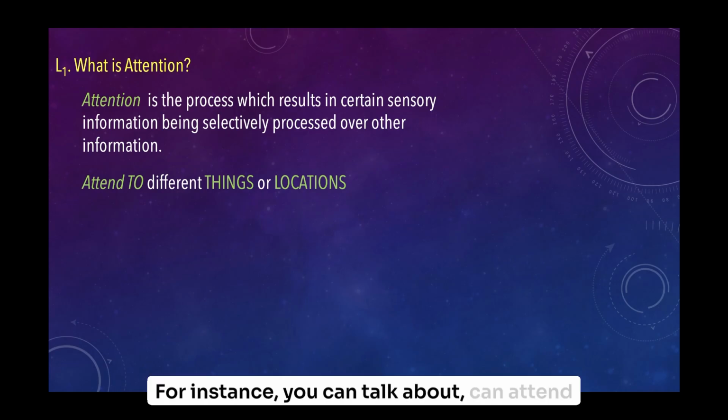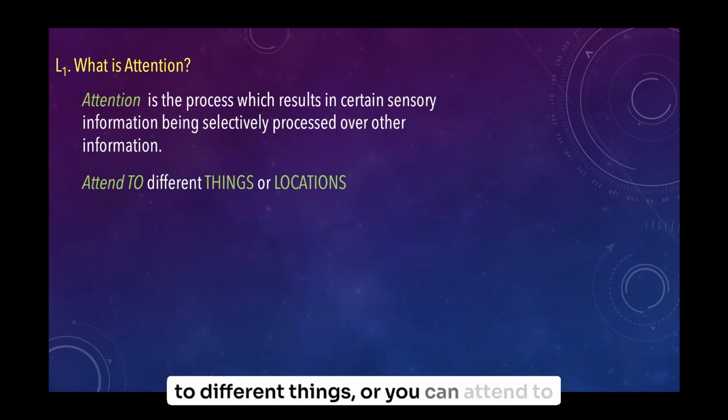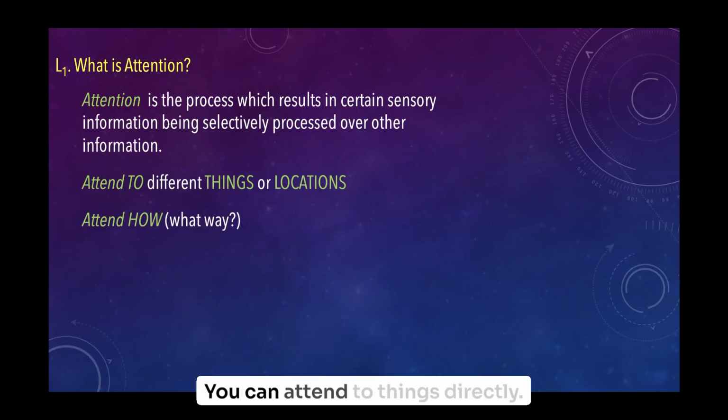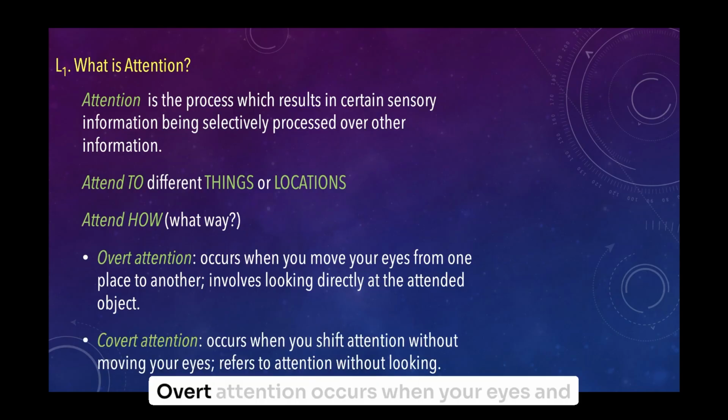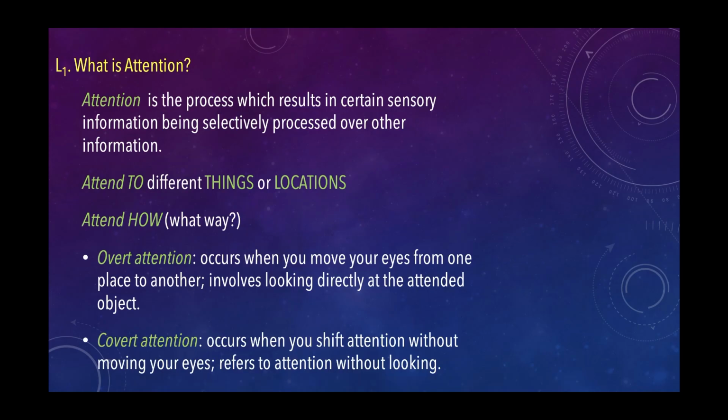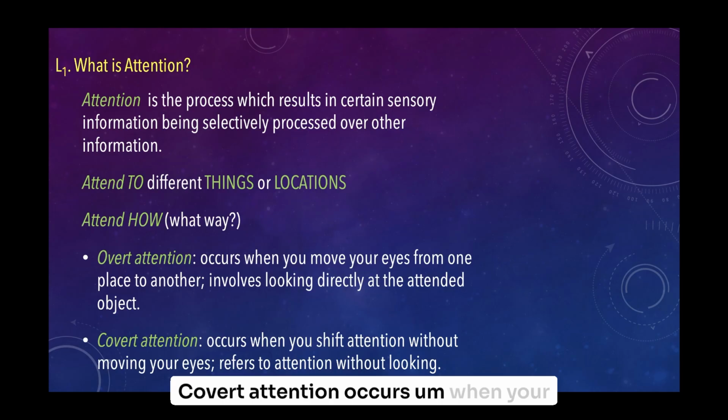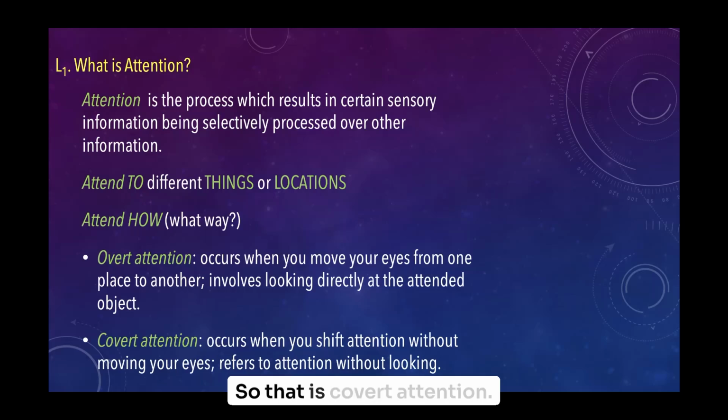For instance, you can attend to different things, or you can attend to different locations. You can attend to things directly. You can attend to things indirectly. You call that overt attention versus covert attention. Overt attention occurs when your eyes and where you're focusing are on the same object. Covert attention occurs when your attention shifts without shifting your gaze, meaning that you can pay attention to this area without actually looking at it. So that is covert attention.